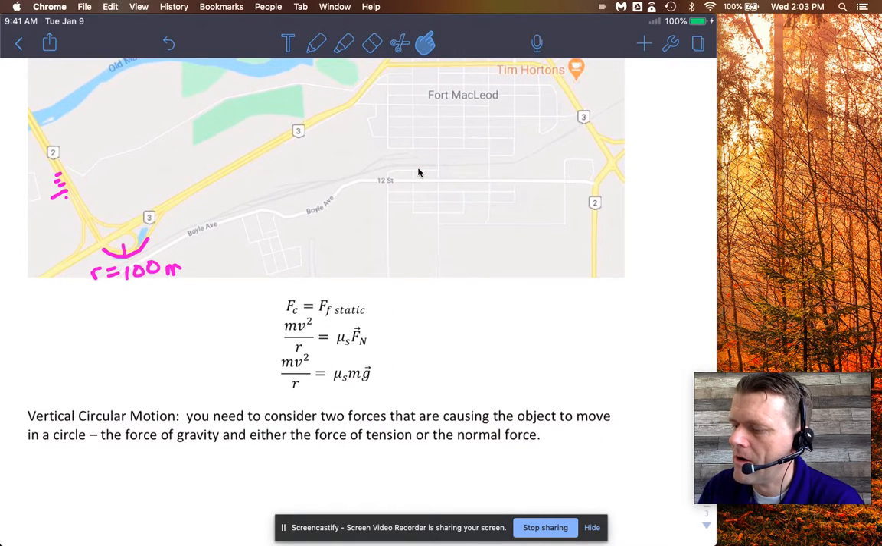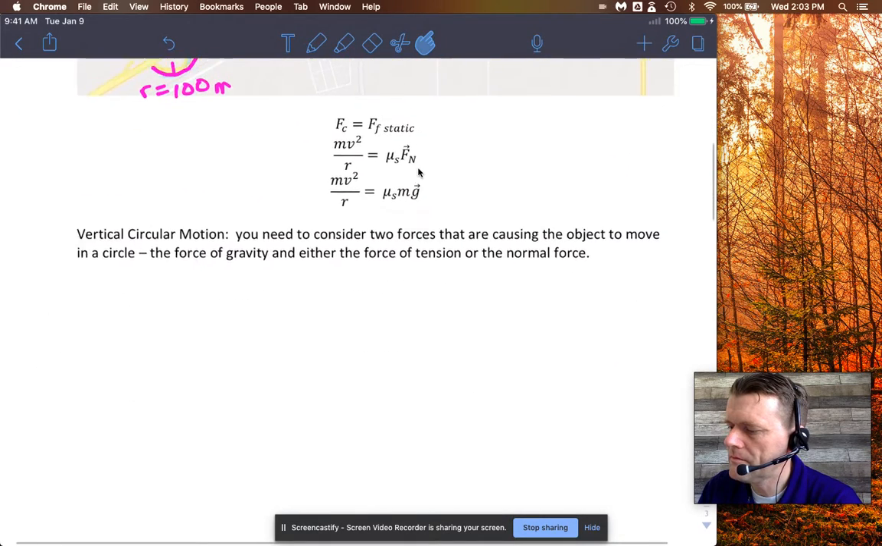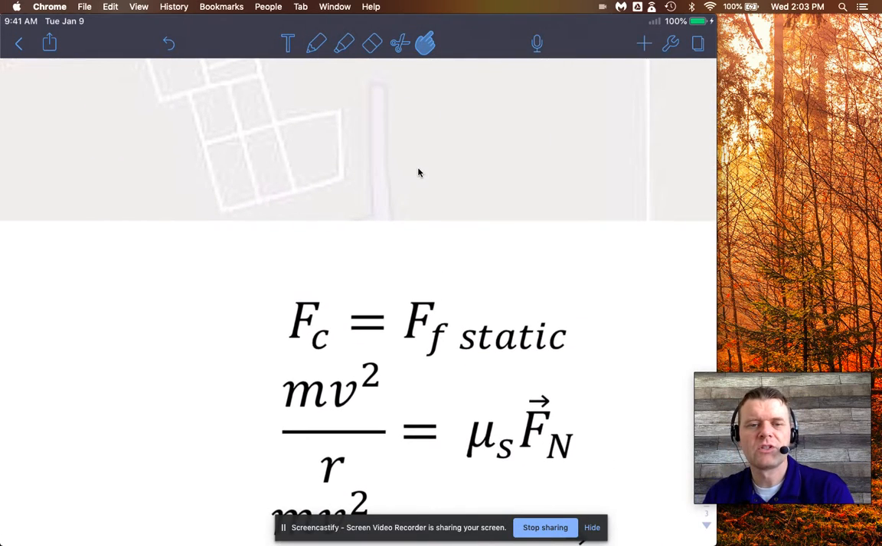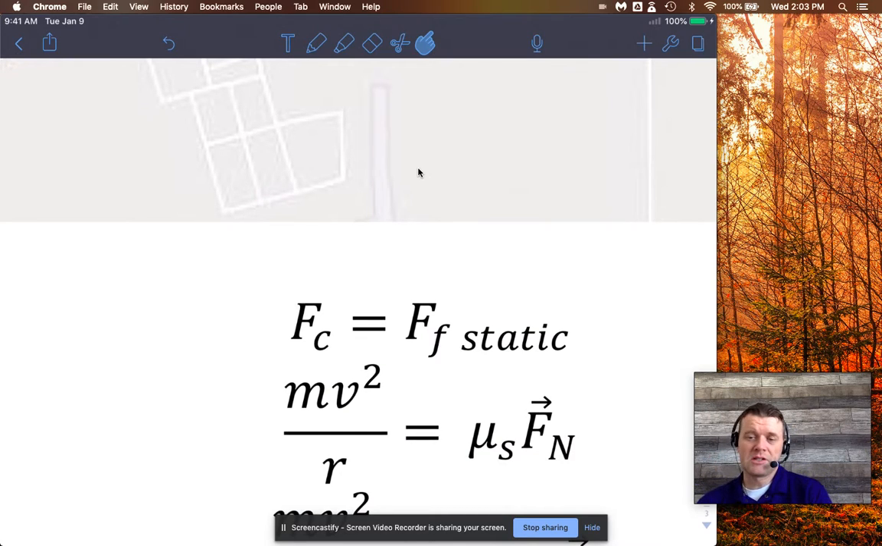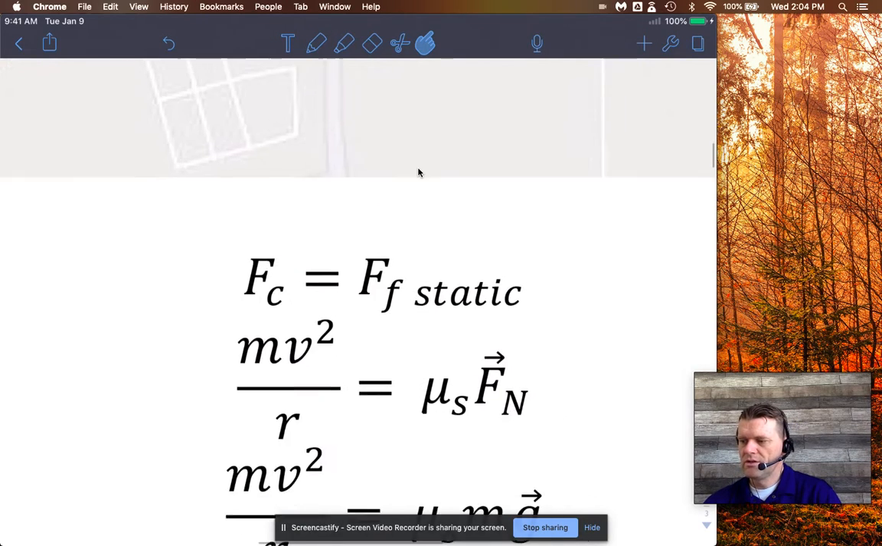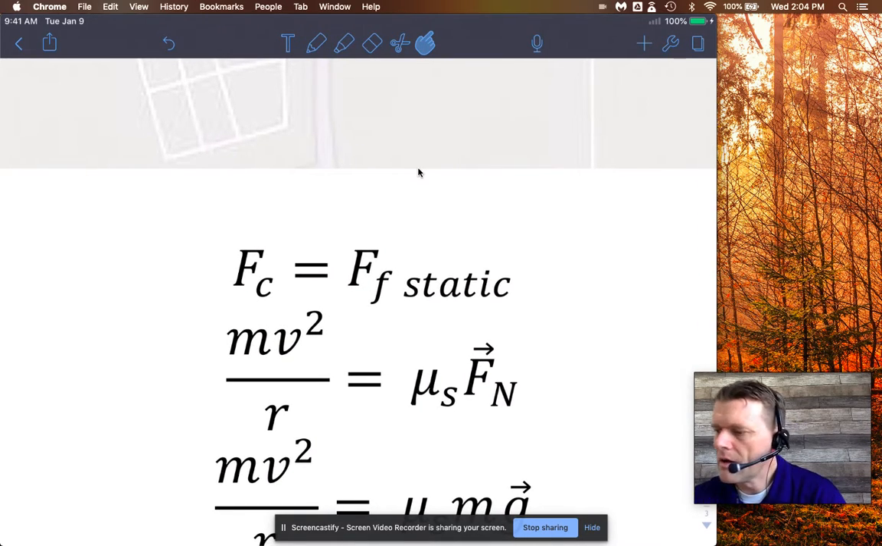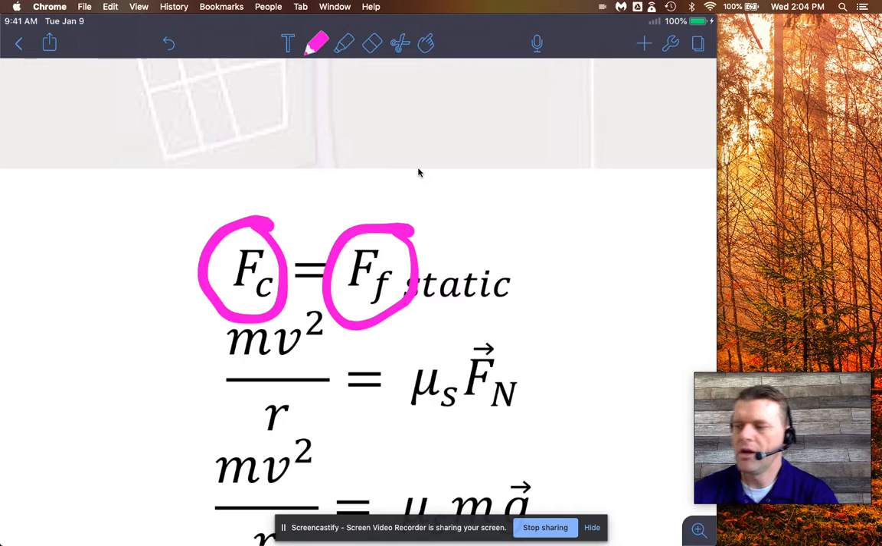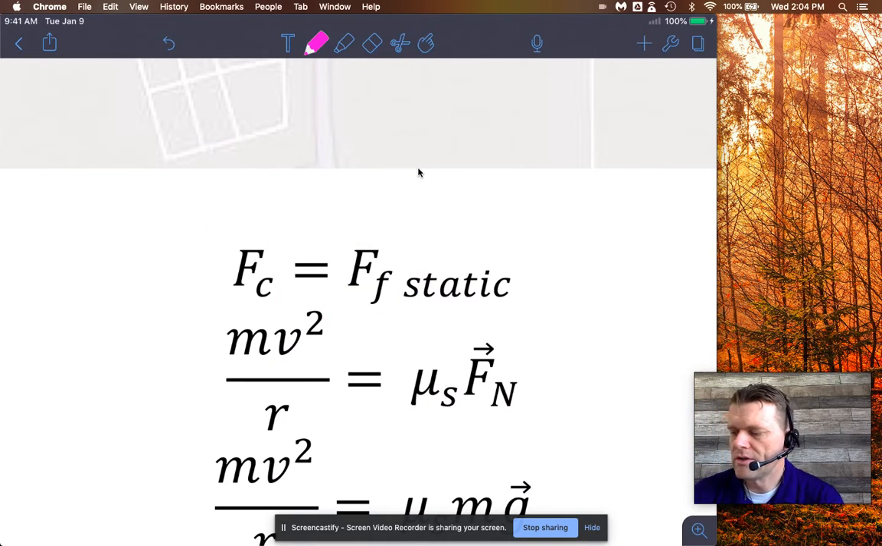Okay, so what I want you to see here is this is our setup. We will say that the centripetal force at its maximum will equal the force of static friction. Because if the friction isn't strong enough, then the centripetal force won't be strong enough to keep the car going in a circle. So this is what I mean by the centripetal force is just being caused by one force, okay? And that's what typically happens in horizontal circular motion.